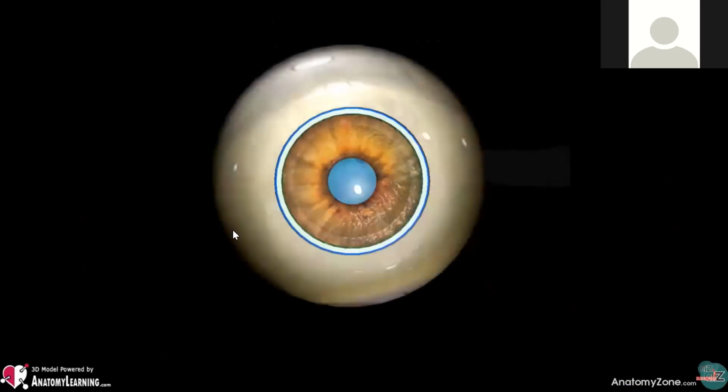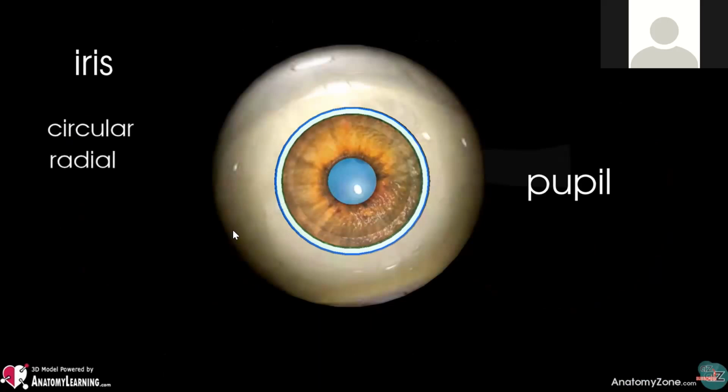The final structure of the vascular layer is the iris. This is a circular structure with an aperture in the centre called the pupil. The iris is the component of the eye which gives you your eye colour. It has two arrangements of fibres which control the size of the pupil: circular fibres and radial fibres. The circular fibres make up the sphincter pupillae muscle, which is innervated by the parasympathetic nervous system.